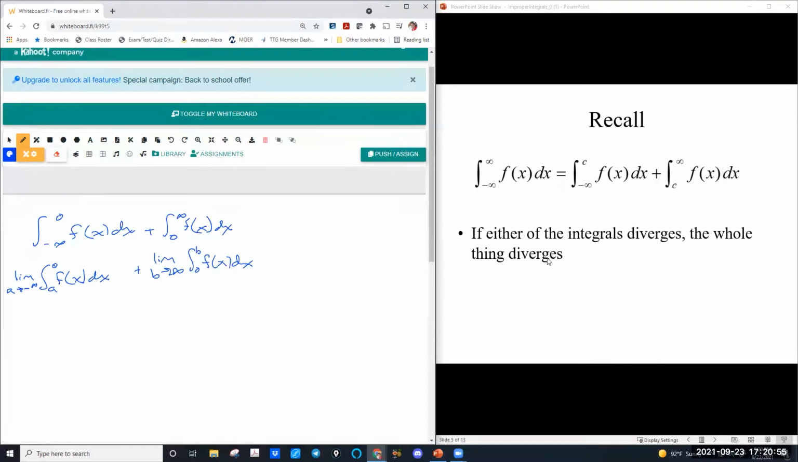So let's just say in practice you're working on this and you find this first one is divergent, you don't have to check the second one. You already know the whole thing is divergent. But if you get the first one converges, you need to check the second one to see what it does. So if you get one where both limits are infinite, you have to check 2 separate improper integrals, but either both have to converge for convergence, or if one of them diverges, the whole thing diverges.